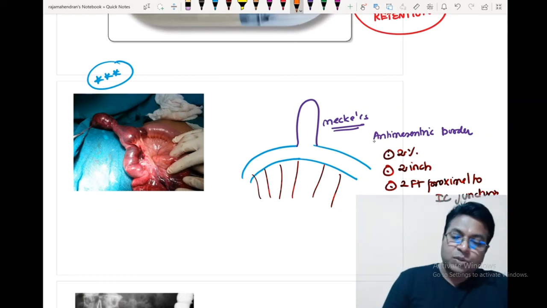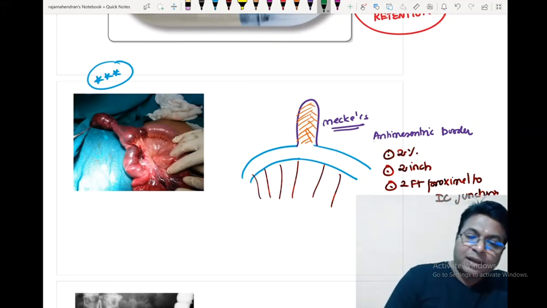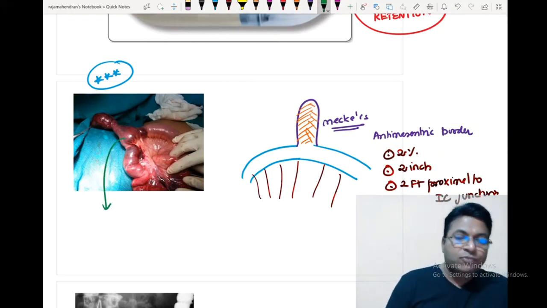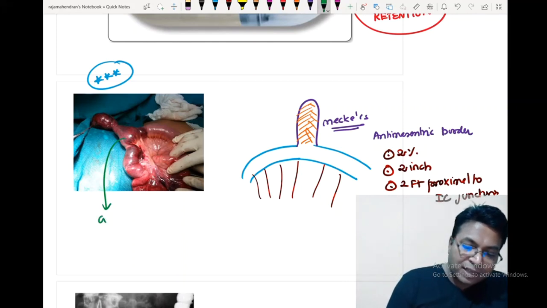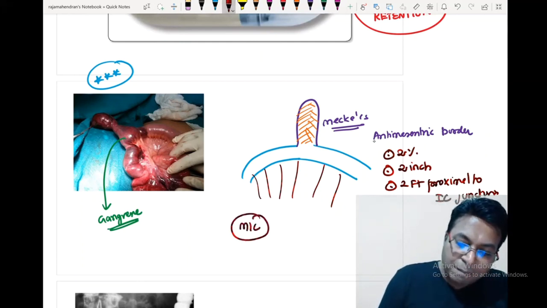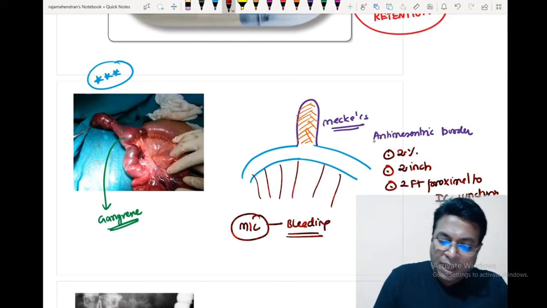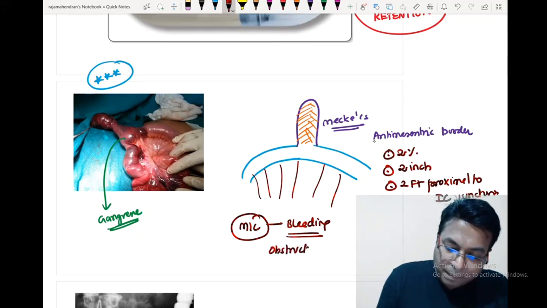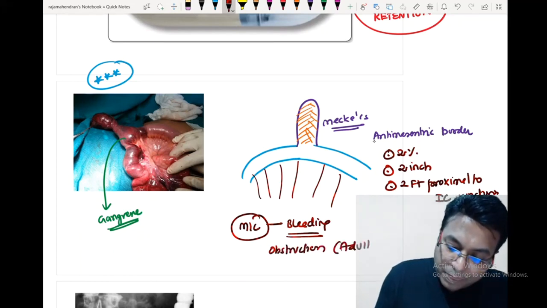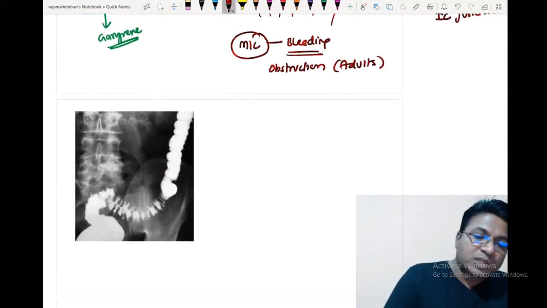So this is a typical Meckel's diverticulum. You can see the picture showing you the Meckel's diverticulum, and in this image it has gone for gangrene. Meckel's has gone for gangrene because of twisting. The most common presentation of Meckel's is bleeding in children as well as overall, and obstruction in adults. Okay, so please don't forget, these are all classical images. So this question is again a repeat question for the FMG exam.